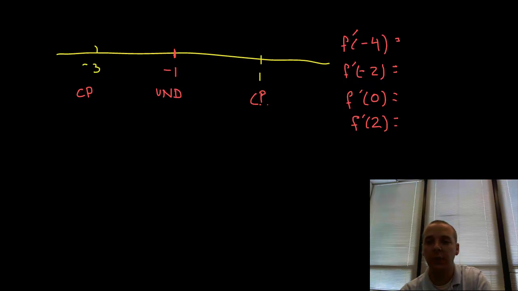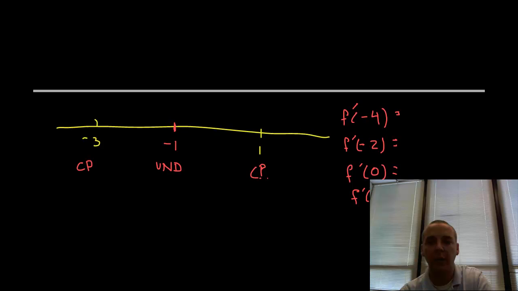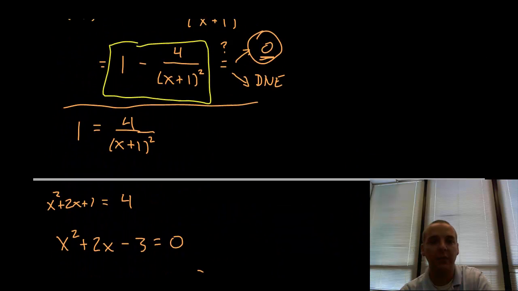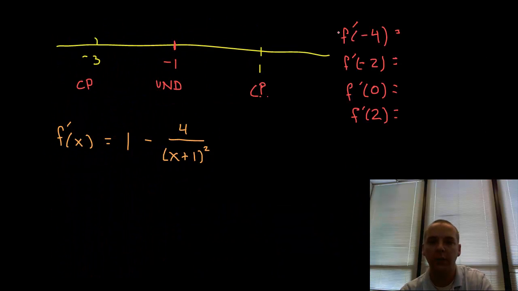And I don't even care what the numbers are. The numbers are pretty irrelevant. I primarily care what the signs are for the derivative. So here's f prime right here. Let's take these points, plug them in, and see what numbers we get out. Negative 4 plus 1 is negative 3. Negative 3 squared is 9. 1 minus 4 ninths, that's some positive number.